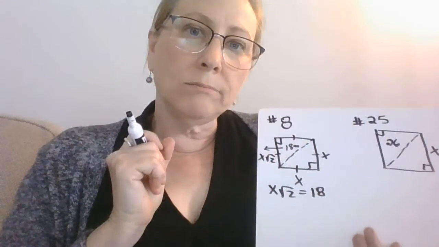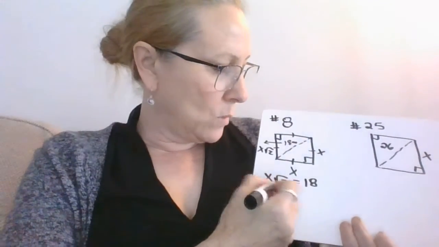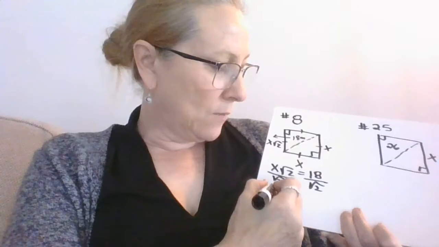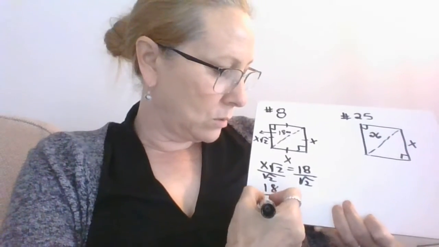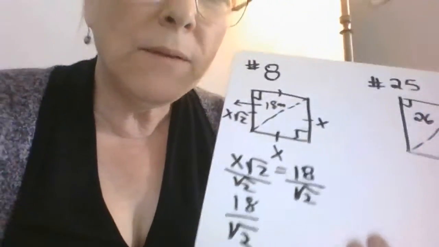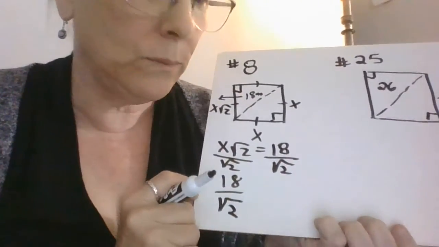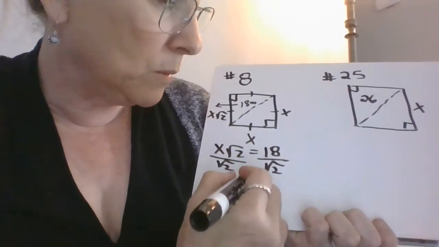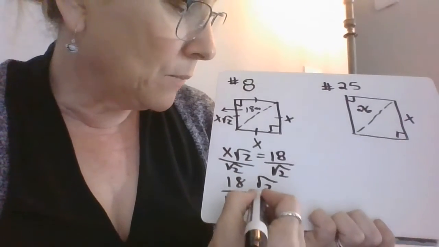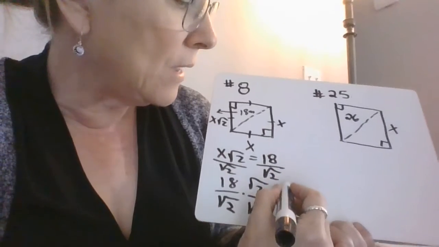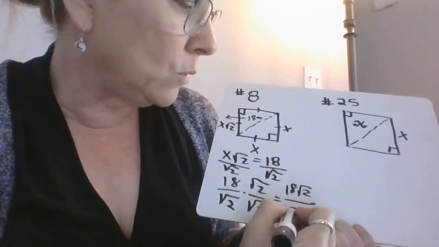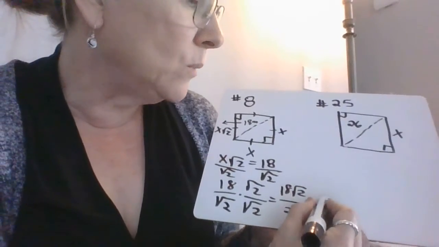That's our diagonal. Now, if that's true and we divide by root 2, what do we have to do with 18 over root 2? Well, we have to rationalize. So how do we do that? Multiply by root 2 at the top and at the bottom. And we have 18 root 2 over 2. And then we divide and we get 9 root 2.